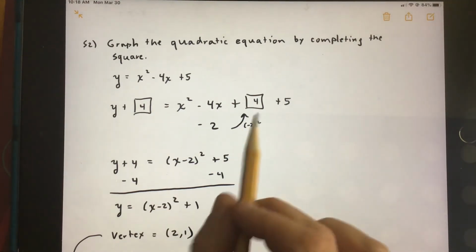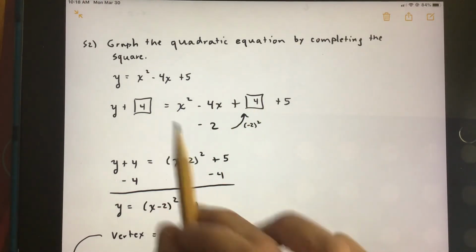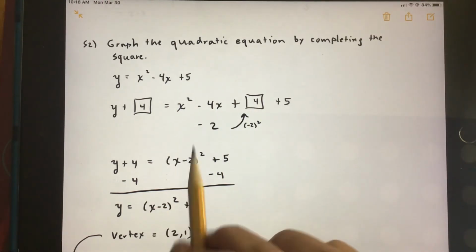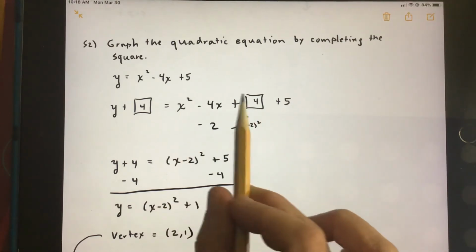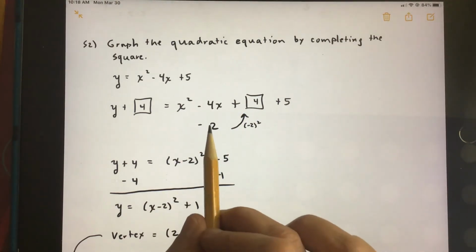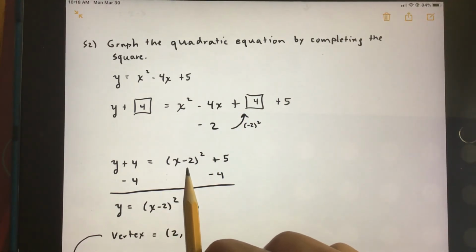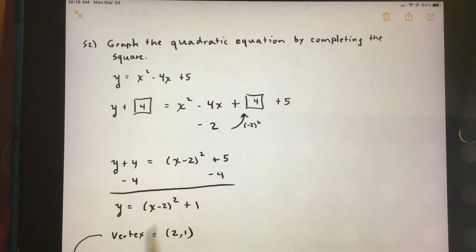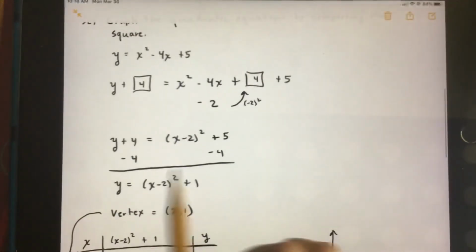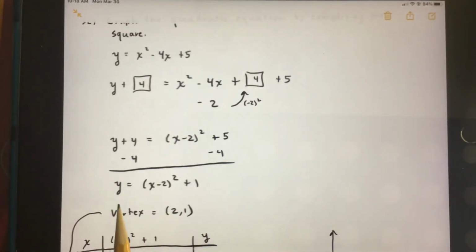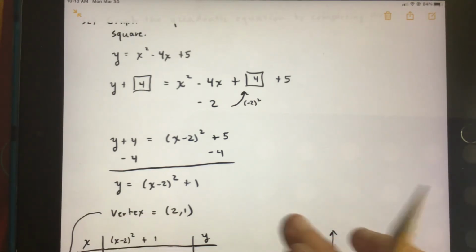And the reason that we've done that is we now have a perfect square trinomial here that we can rewrite as the square of a binomial, and that's what we're doing, coming from this trinomial down to the square of the binomial. That minus 2 pops right inside of your parentheses that we're going to square, and we now have y plus 4 equals x minus 2 quantity squared plus 5. Then we subtract 4 from both sides, and we'll arrive at our equation in vertex form, y equals x minus 2 quantity squared plus 1.